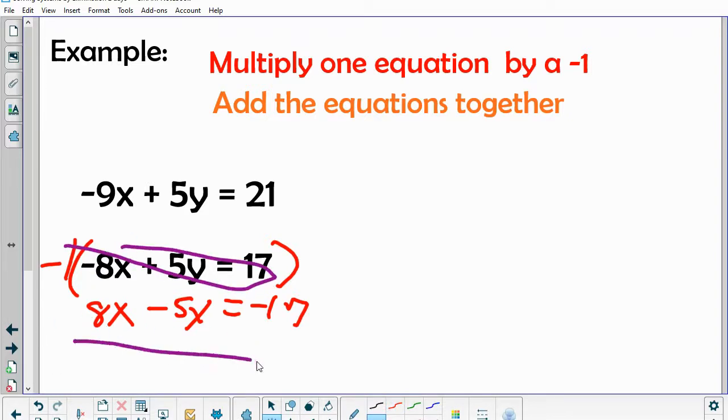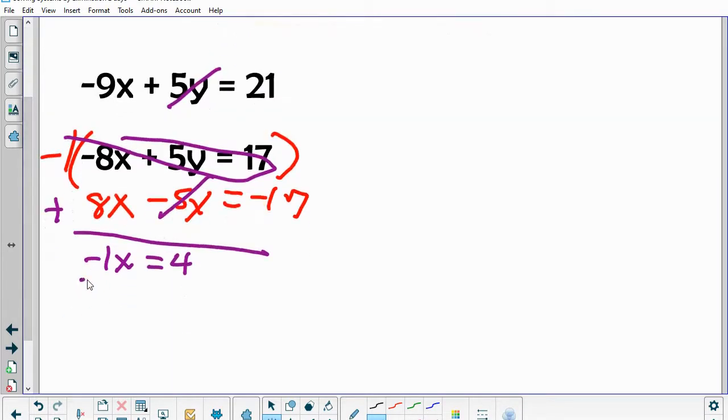So I'm now using the top one and this bottom one down here. So negative 9x plus 8x is negative 1x, and 5y plus negative 5y cancels each other out, and 21 plus negative 17 equals positive 4. So if I divide by negative 1, I see that x is equal to negative 4.